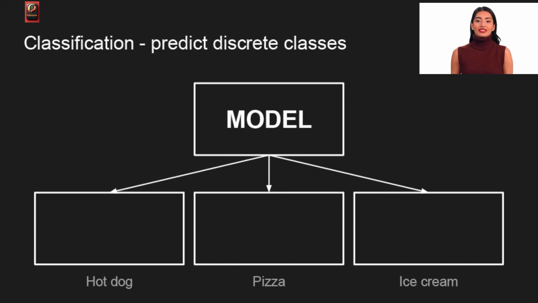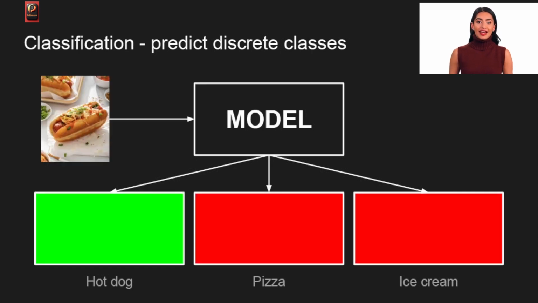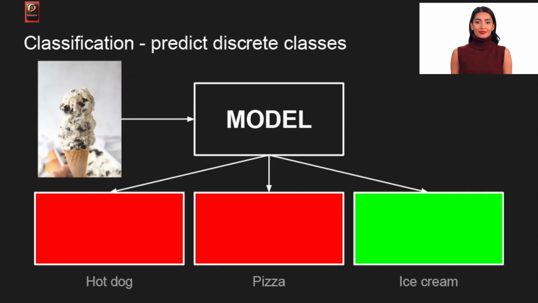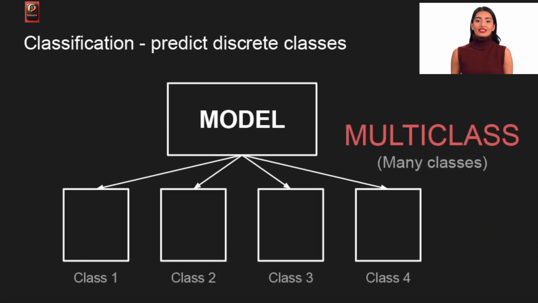So for example, we might have different types of foods and we want to predict the category that the input image might fit. So in this example, let's say we have a hot dog, a pizza, and ice cream. We're going to pass these images into our model and the output that we're trying to get is, what type of food is this? That food might be labeled as hot dog, might be labeled as pizza, might be labeled as ice cream. Now that is something called multi-class classification.